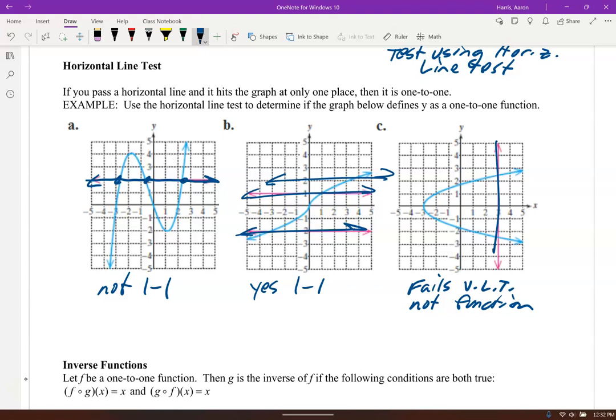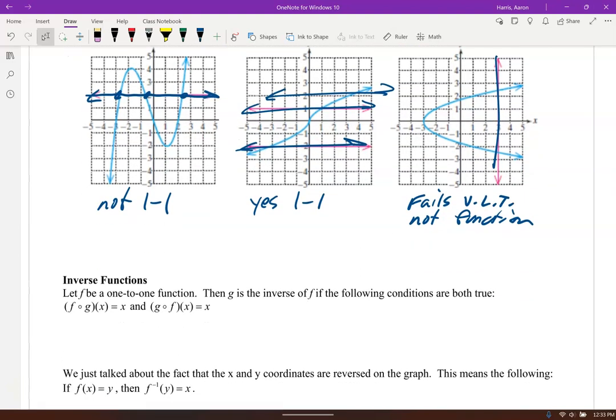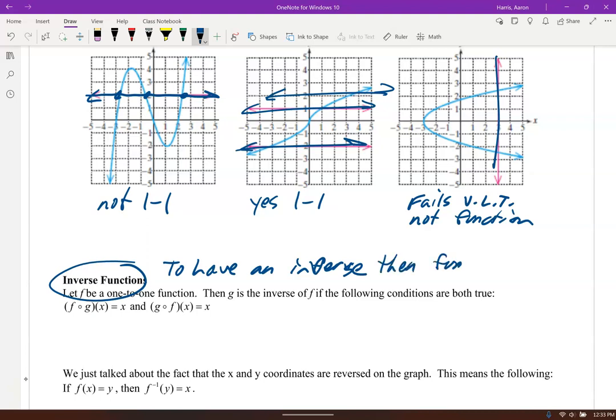So why do we even care about one-to-one functions? Well, to have an inverse, it must be a function. To have an inverse, oh my goodness, I can't spell. To have an inverse, then the function, so it has to be a function, must be one-to-one, right? In order to have an inverse, it's got to be one-to-one.